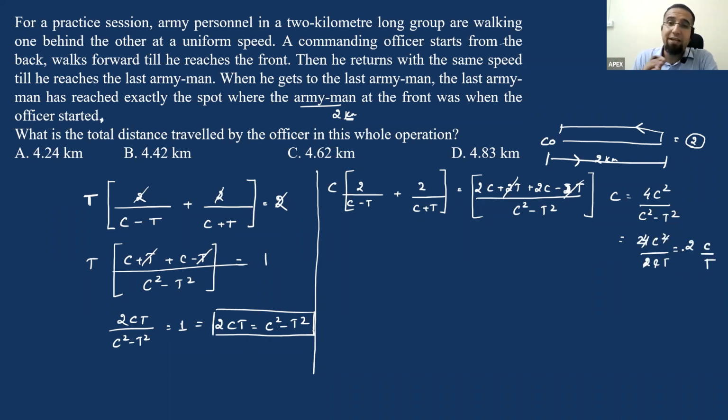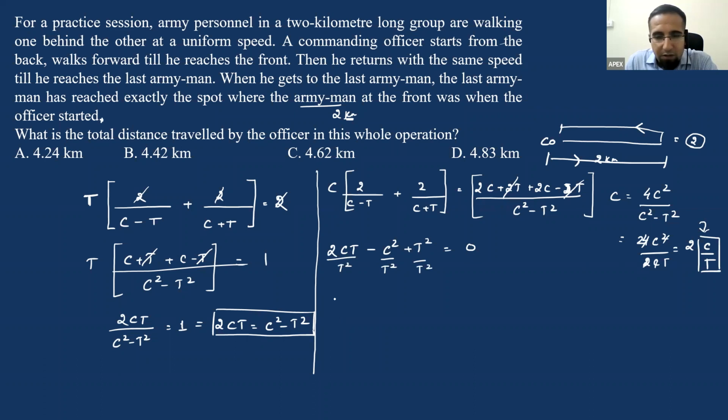So to get this answer, I need 2c by t. Now we have seen this kind of question in one of the papers. 2ct minus c square plus t square is equal to 0. Now, since I want the value of c by t, what I can do is divide each term by t square. I repeat, I divide this by t square, I divide this by t square, and then I divide this by t square. So what do we get here, guys?